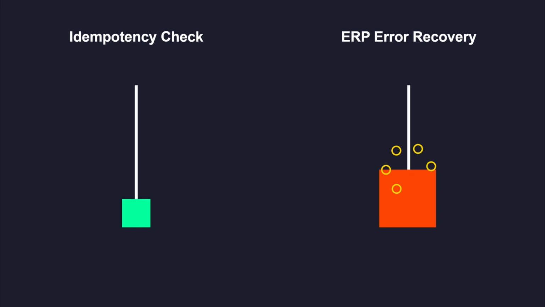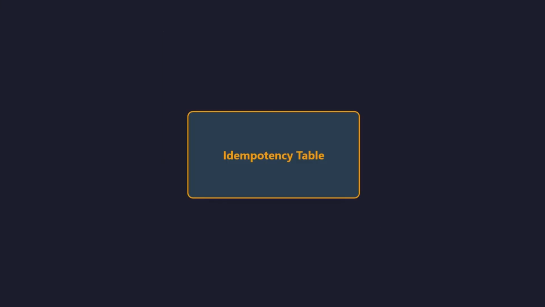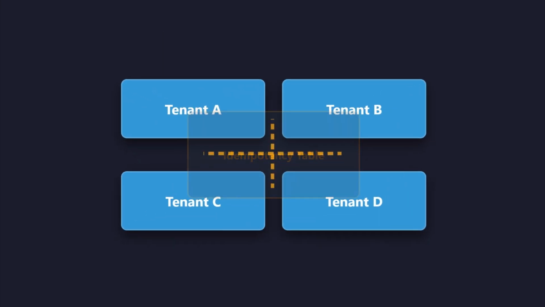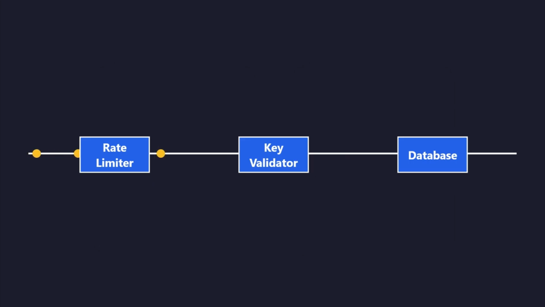The overhead of checking the idempotency store is minimal compared to the cost of recovering from duplicate transactions in an enterprise resource planning environment. For massive global scale, consider partitioning your idempotency table by key prefix or tenant identifier to distribute the input and output load.